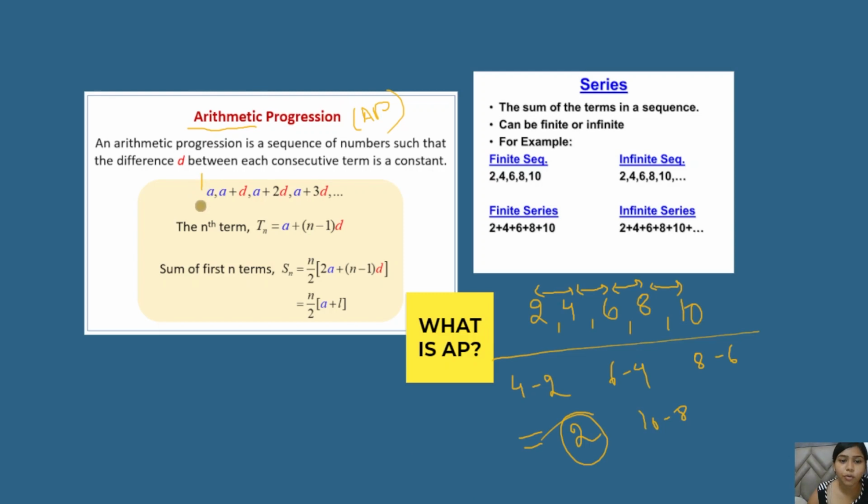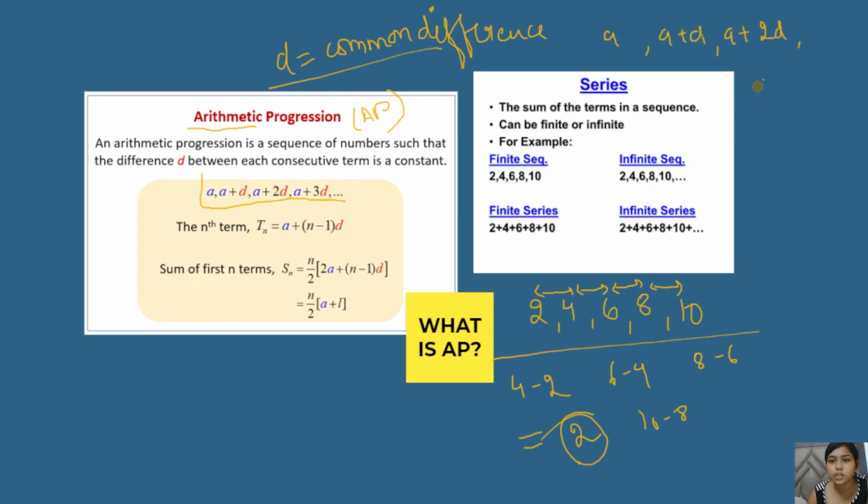This is the general form of the AP. D is known as the common difference. In the example I've given you, 2 was the common difference. So we can write it as A, A plus D, A plus 2D, A plus 3D. This is the general form. Every time we add a new member to the sequence, we add a D. In this example, 2 was there, we add 2, it becomes 4, then again 2, that is 6, then again 2, then again 2. Similarly here we are adding D. D is known as the common difference.